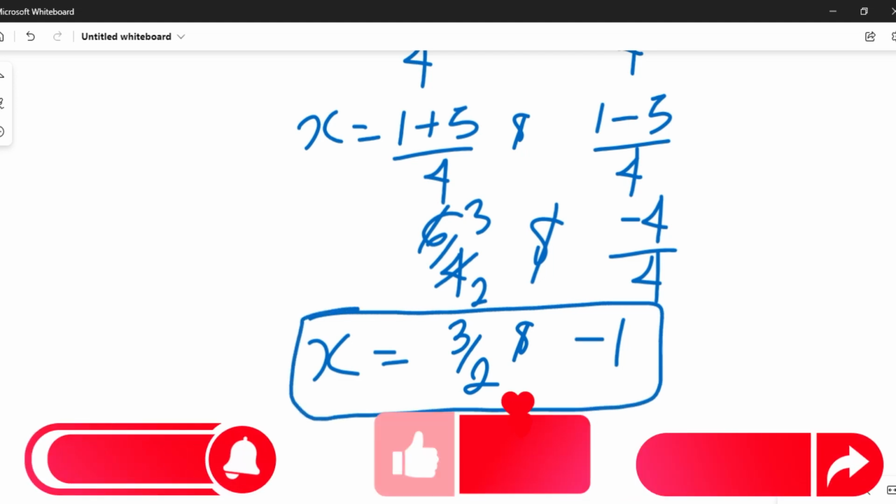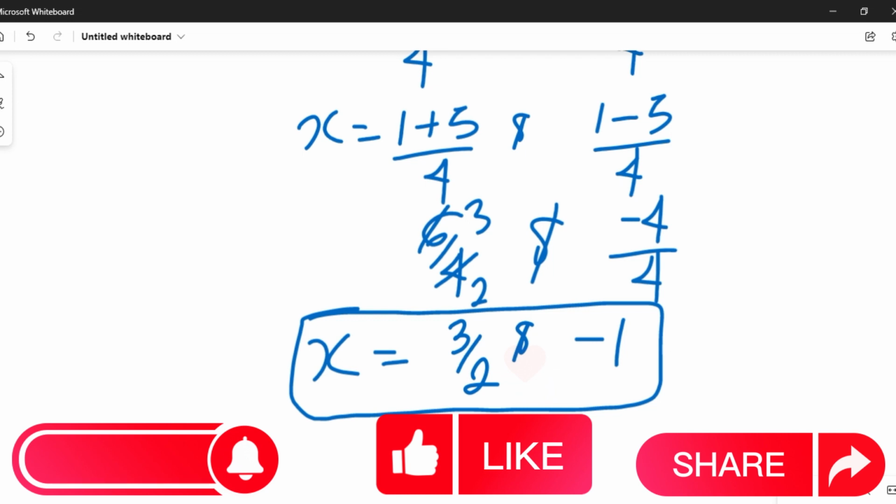So these are the two methods we can use in solving quadratic equations.